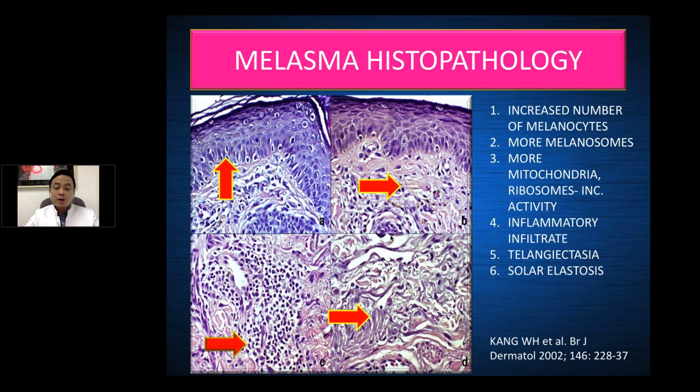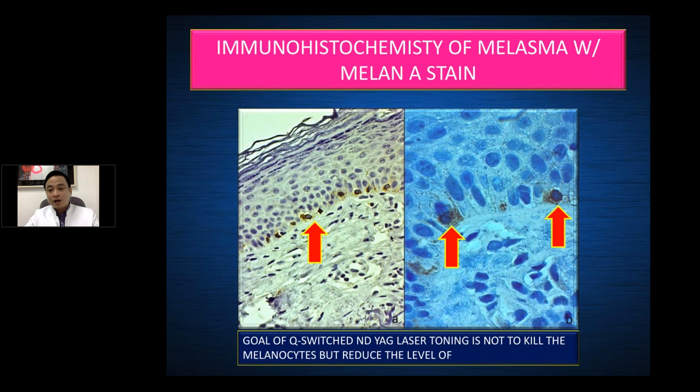And now we recognize that there is always telangiectasia of blood vessels. So most of the time the blood vessels are involved, and in most patients there is already beginning solar elastosis. And if you use the Melan-A stain, this will highlight how robust or how strong the melanocytes are with lots of melanosomes.